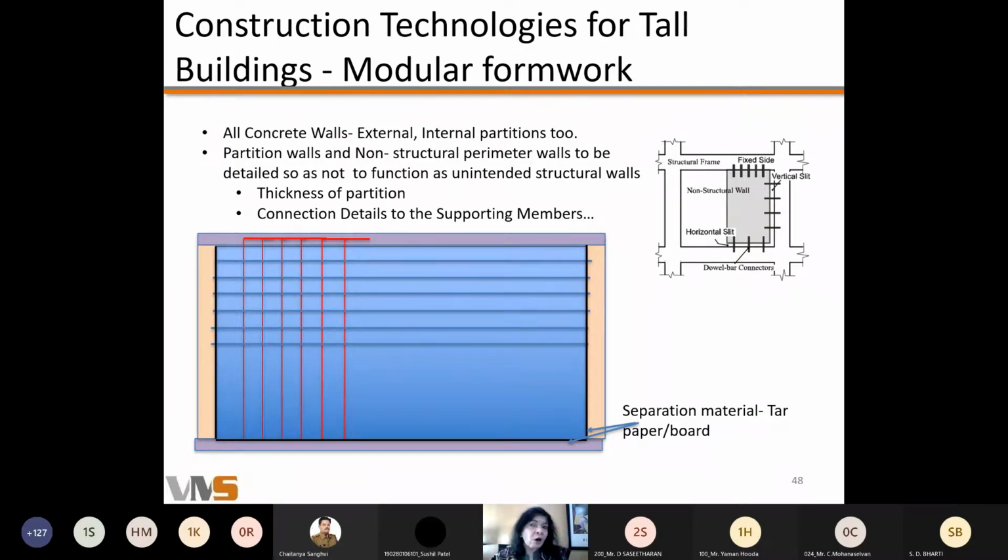Sometimes if a client, see, all clients don't agree to this, but our drawings will always show that you have to keep a tar paper here, or you have to keep a Shalatex board over here, all these four sides, we keep a separation material. Okay, you can keep anything.